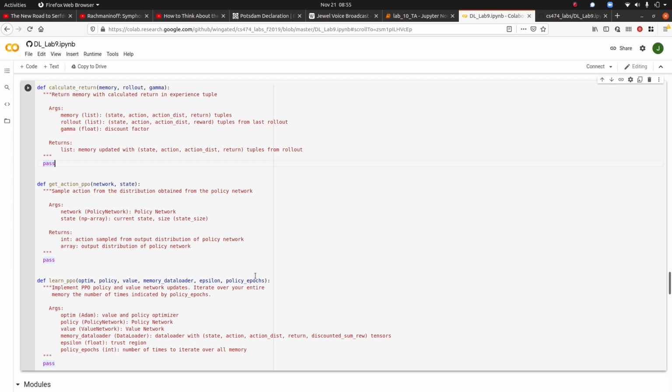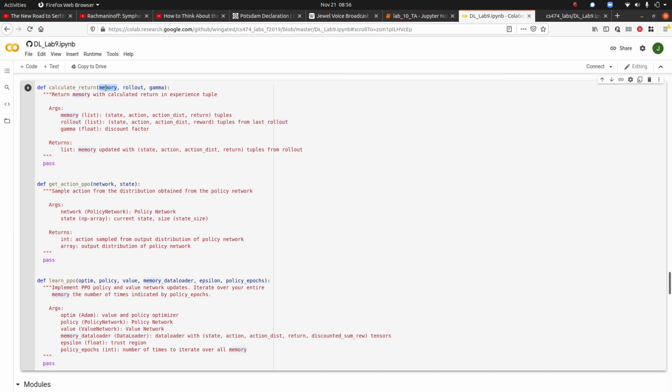Okay everybody, we have 3 functions left before we're done with this lab, and so let's jump right into it. We're going to start with calculate return. Calculate return takes an experience we had from the rollout and puts it into memory. That's literally all it does.